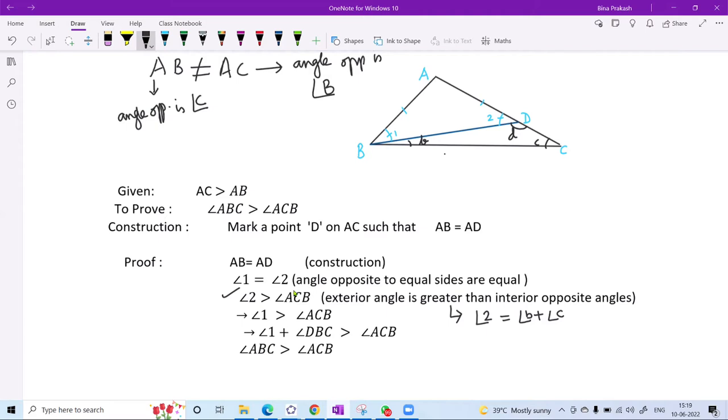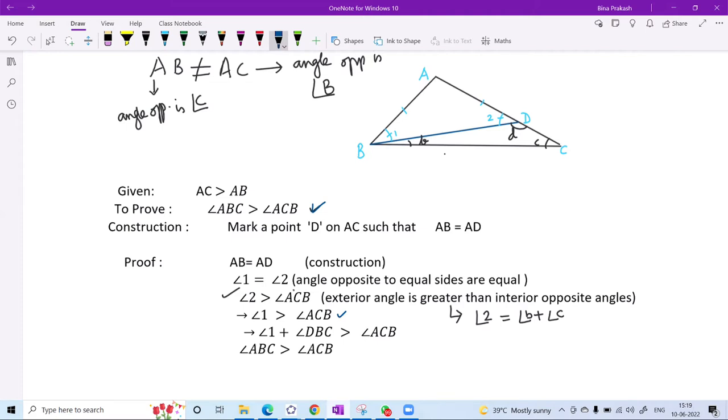So we have angle 2 greater than angle ACB. ACB is the part that we have on the left-hand side of the proof. Just look at that expression. So we have a part of this. We are halfway. Now, let's move further.